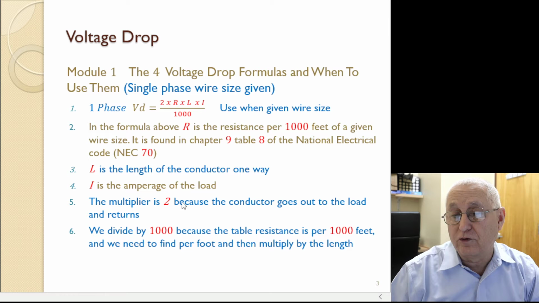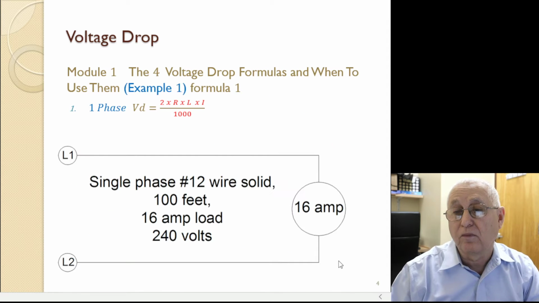The multiplier is 2 because the conductor goes out to the load and returns. We divide by 1,000 because the table resistance is per 1,000 feet, and we need to find per foot and then multiply by the length.